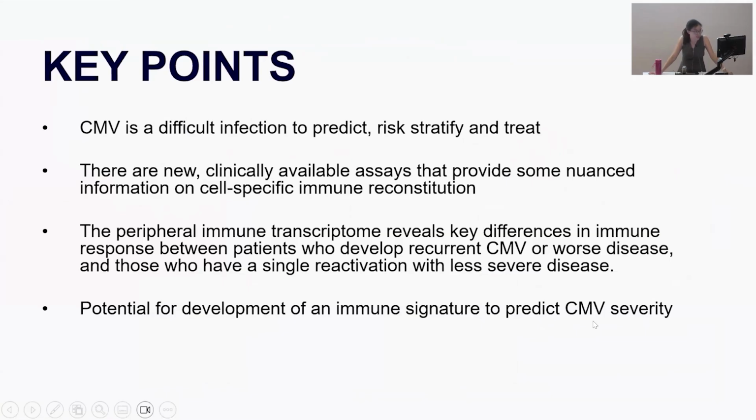So to conclude, CMV is a difficult infection to predict, risk stratify, and treat. And while there are new clinically available assays that provide some nuanced information on cell-specific immune reconstitution, I think there's still much that we can learn. There are differences in the immune response between patients who develop recurrent CMV infection or worse disease. It's probably early days yet, very preliminary data, but potentially there is some potential for development of an immune signature to predict CMV severity. So watch this space.